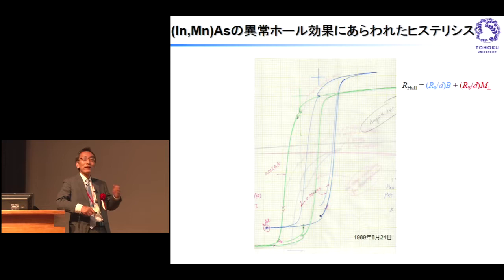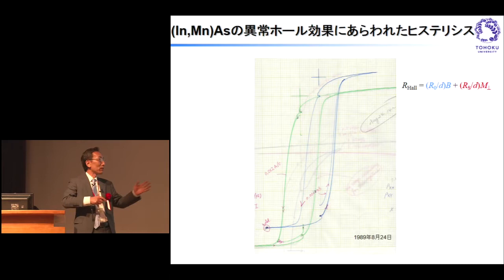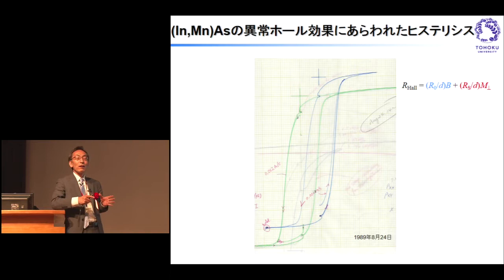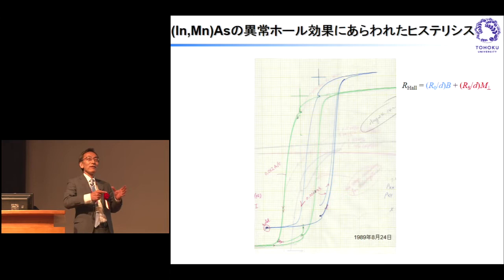So this is the result of the experiment. It took place in 1989. Although we do have the data in the computer, this is the result from an X-ray recorder to look at the curve. It's a little bit difficult because there's no horizontal axis and vertical axis. But the horizontal axis is basically the magnetic field that is applied.